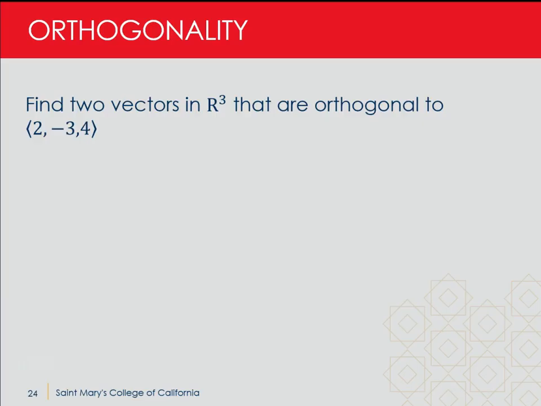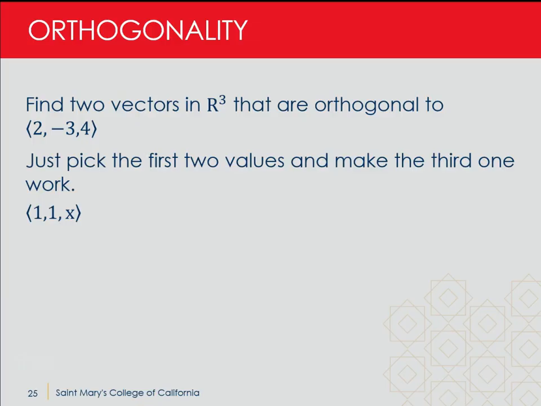Okay, so suppose we ask the question, well, give me two vectors that are orthogonal to 2, negative 3, 4. Okay, thinking in 3D, if you think about a vector in 3D, there are actually infinitely many different vectors we could have that are orthogonal to that. And this is just asking us to find two.